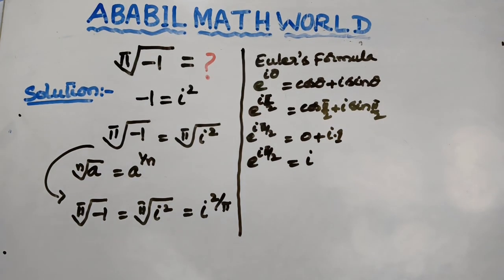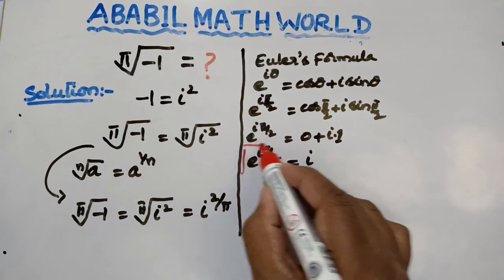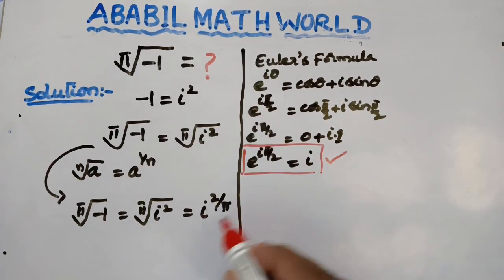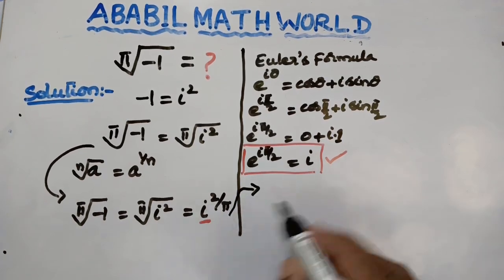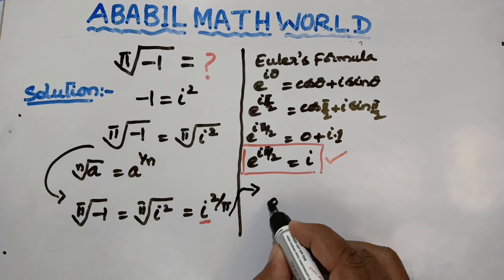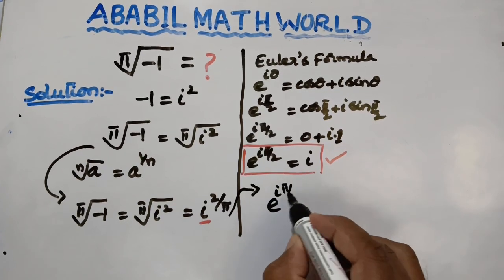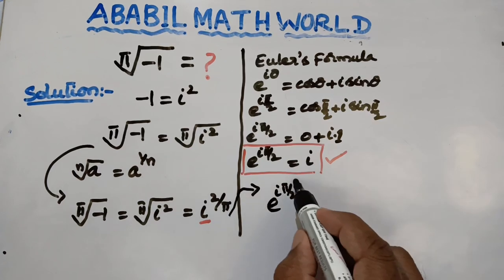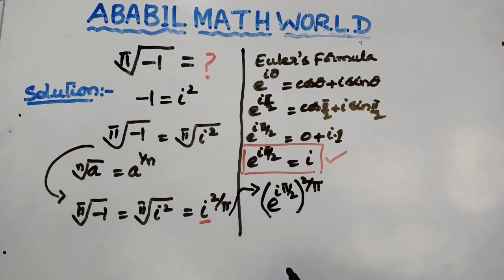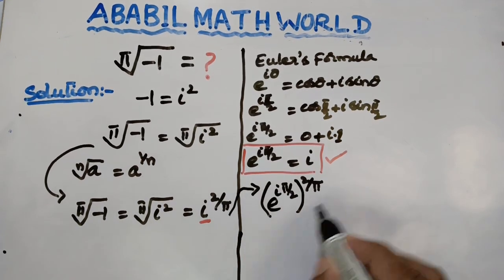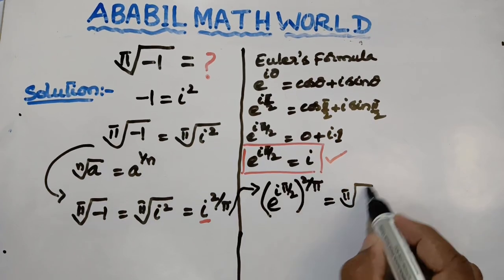So we use this, e to the power of i pi by 2 is equal to i, here in this one. So then instead of this i, we can write e to the power of i pi by 2, and this whole to the power of 2 by pi. This is equal to the pi-th root of minus 1. So this is the pi-th root of minus 1.